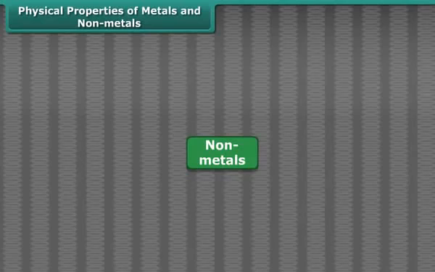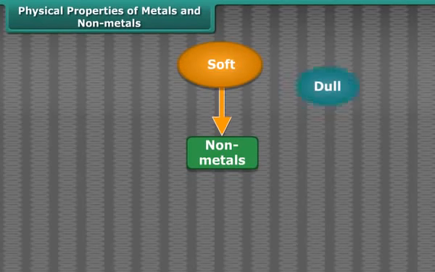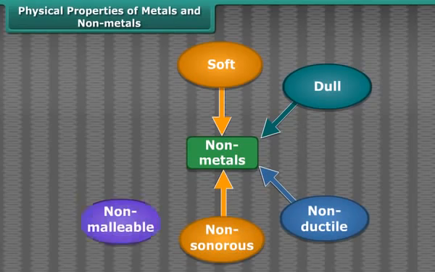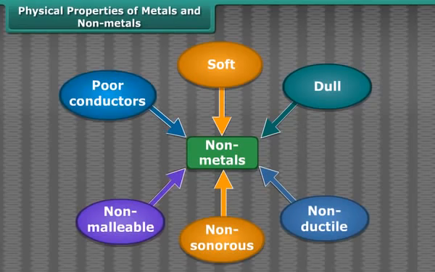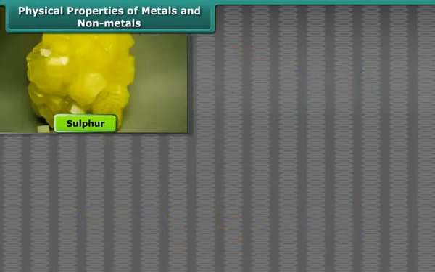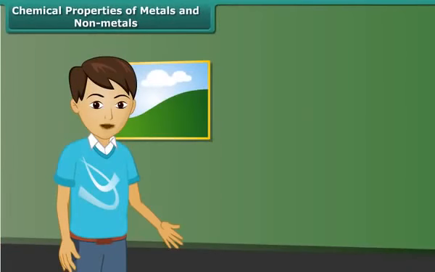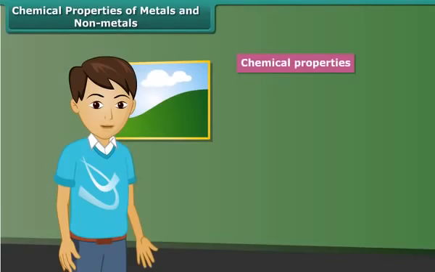Non-metals like coal and sulfur are soft, dull, non-ductile, non-sonorous, non-malleable, and poor conductors of heat and electricity. Sulfur, carbon, oxygen. Friends, after discussing physical properties of metals and non-metals, let's know about their chemical properties.